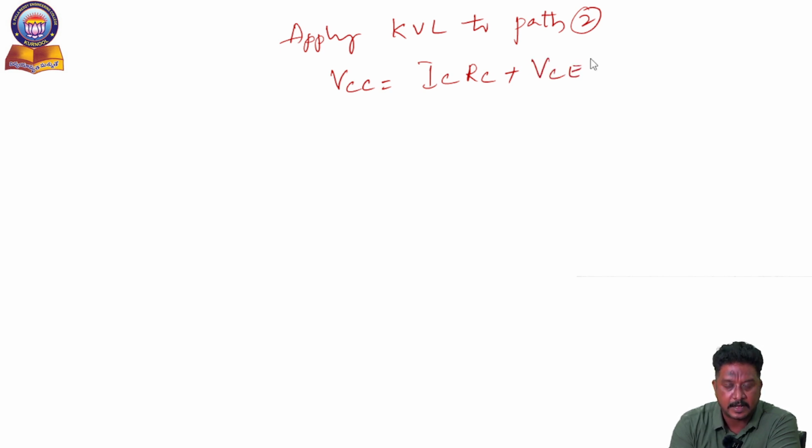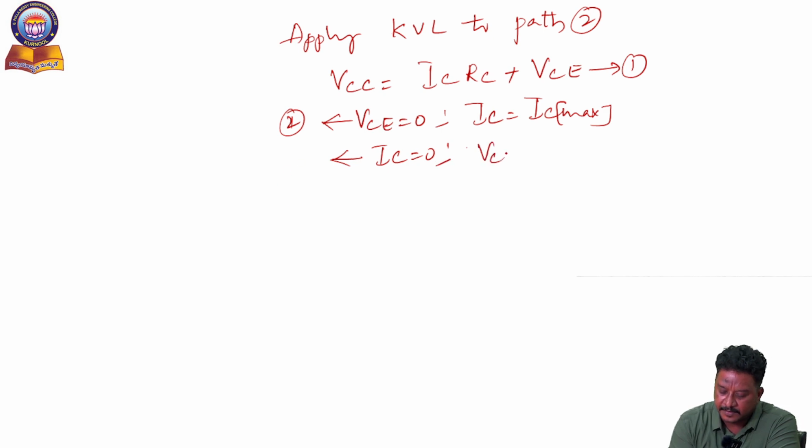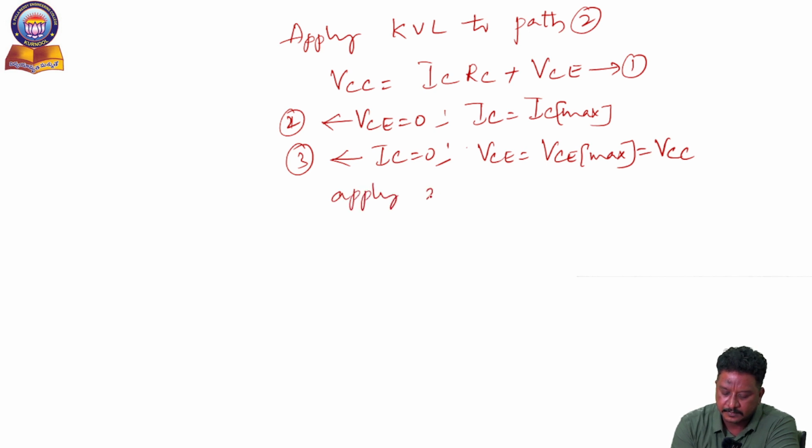So first I want to locate the DC load line. For that purpose I am taking the condition VCE is equal to 0, in which IC is equal to IC maximum. This is the first condition. So you consider this is equation 1 and this is equation 2. Similarly, IC is equal to 0, where VCE is equal to VCE maximum, that value is equal to VCC. So this is equation 3.